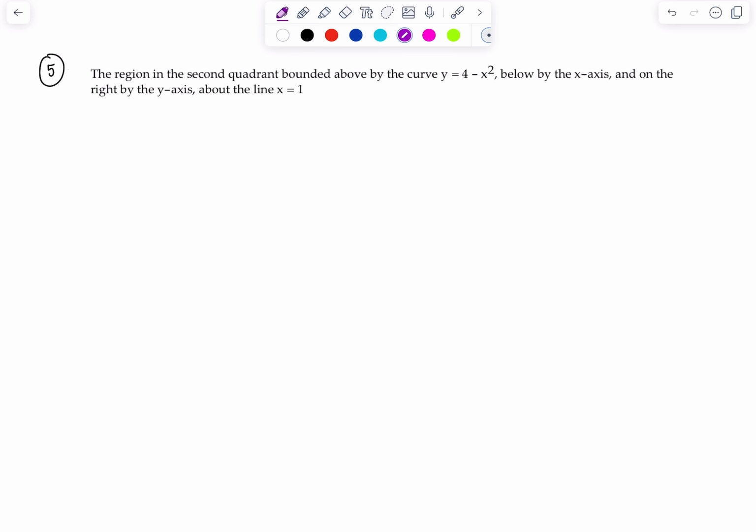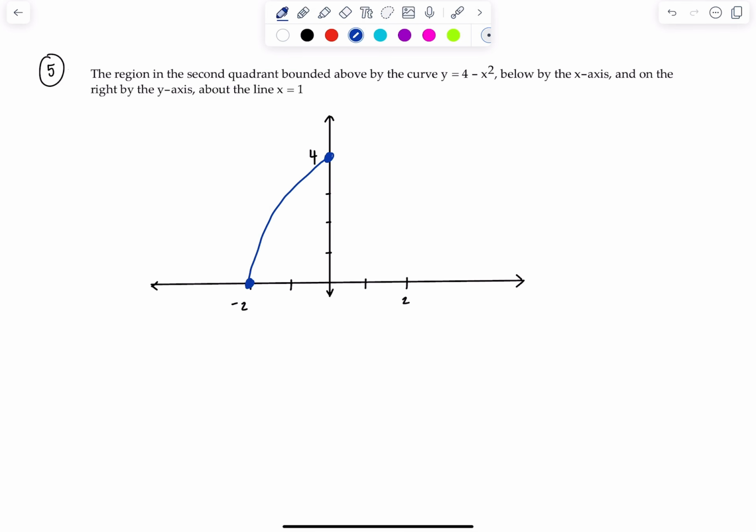What? I know. Do you know what 4 minus x squared looks like? Yes, you do. It's a parabola, opening downwards again. And it has vertex at (0, 4). Do you know what its x-intercepts are? Plus or minus 2, right? So here's negative 2, 1, 2, 3, 4, 1, 2, positive 2. So the parabola goes through (0, 4), (-2, 0), and also (2, 0).